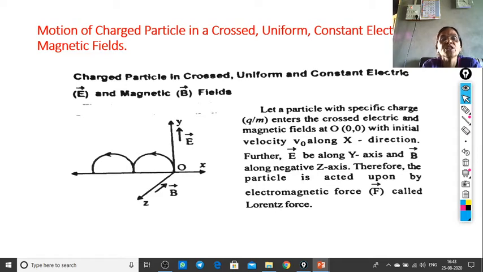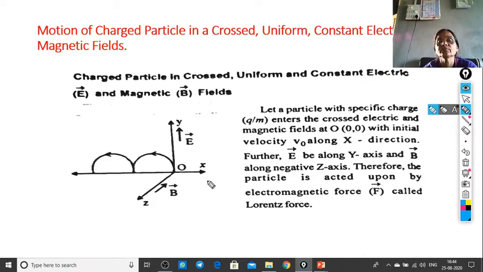Hence, the charged particle is in crossed uniform constant electric field E bar and magnetic field B bar. It is shown in the present diagram. The electric field is applied along the y direction, the magnetic field is applied along the negative z direction, and along the x-axis at origin O the particle enters the field. This will be the trajectory followed by that particle. Whether it is a parabola, a circle or something else, we can see further.